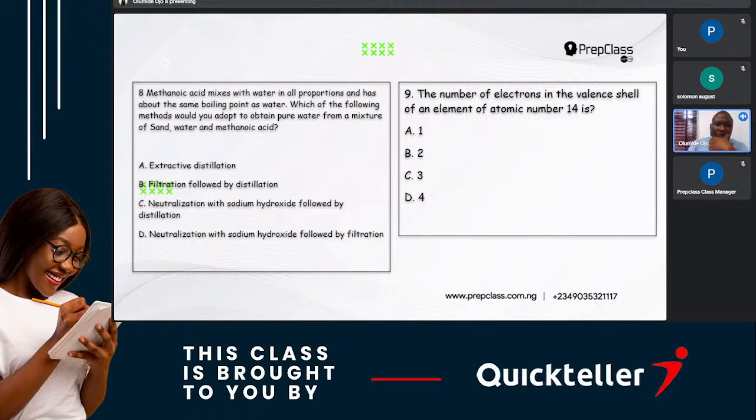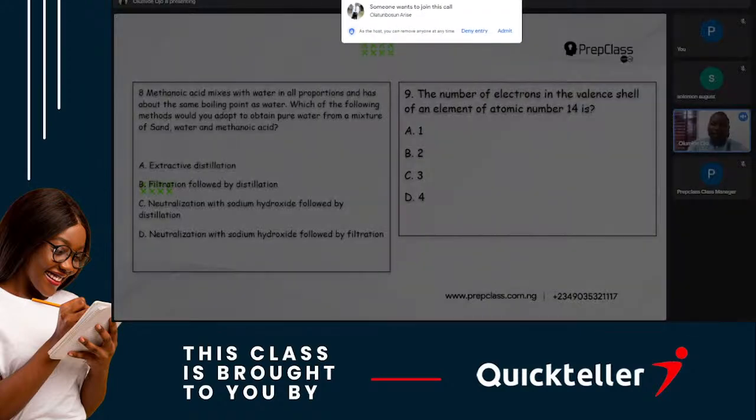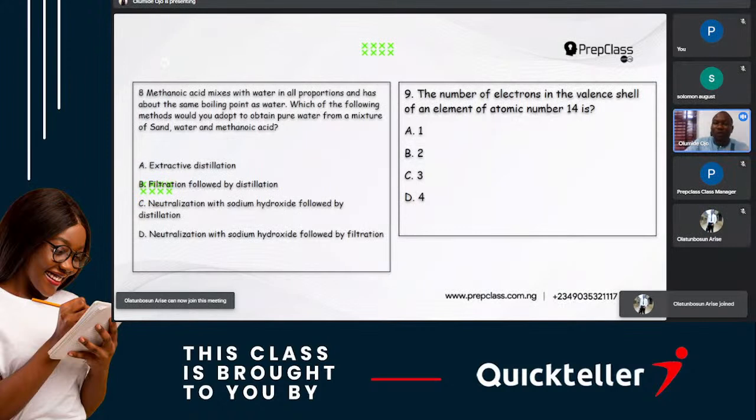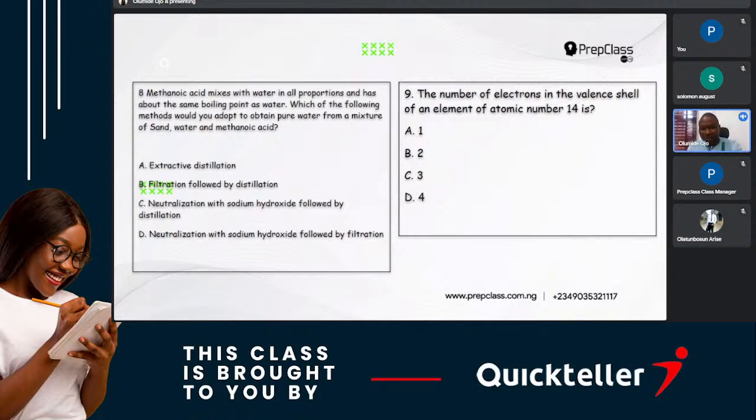Now, neutralization with sodium hydroxide. If you put sodium hydroxide in the acid, it forms salt and water. Followed by distillation, now you have your salt already, you have the water again, then you have the sand. So it cannot be separated by distillation. Then neutralization with sodium hydroxide followed by filtration, the same thing happens.